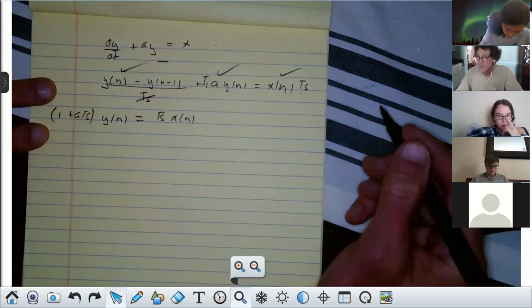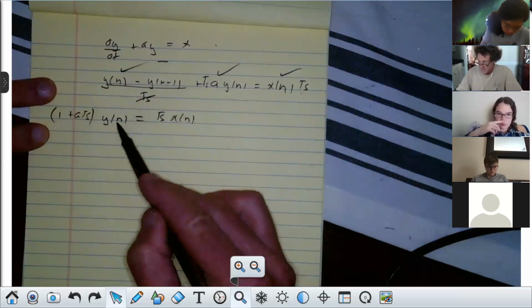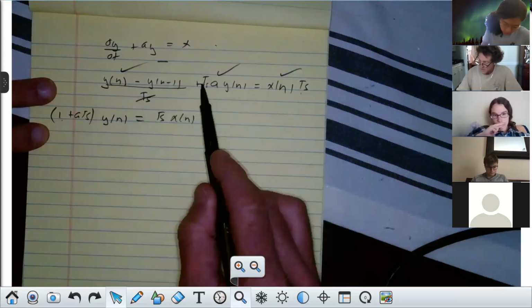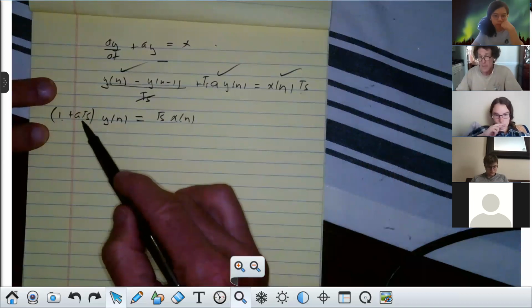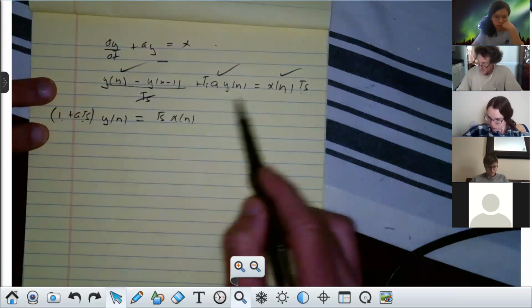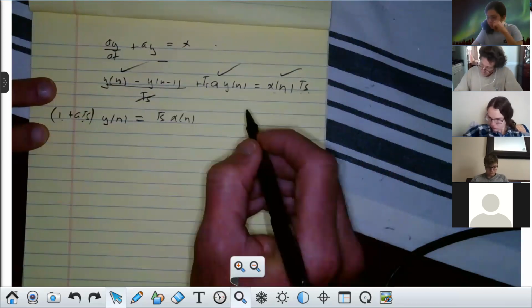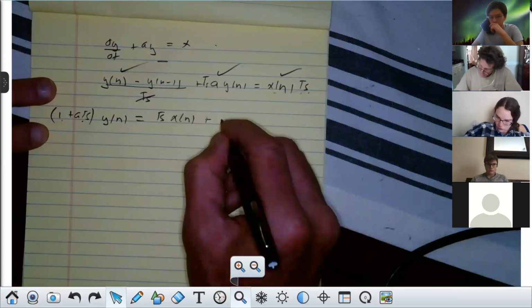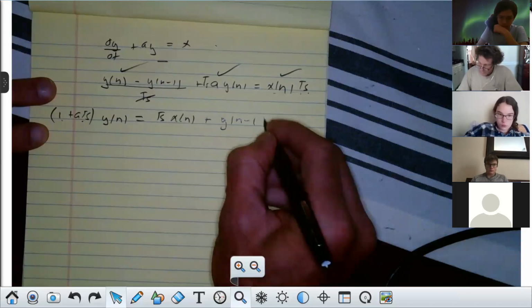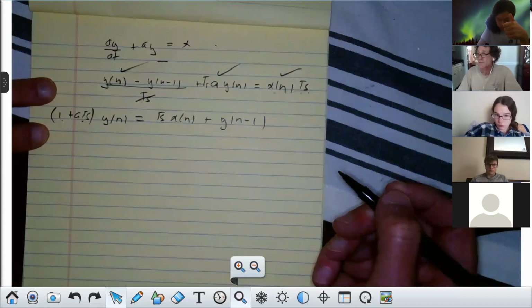Do you all see that, class? I'm simply taking y of n, it's multiplied by 1 here, and then y of n, it's multiplied by ATS here, and putting it here. Then I have y of n. On the other side, I have TS x of n, and then plus right here, y of n minus 1. I think everybody sees this. It's fairly obvious if you just take one look.